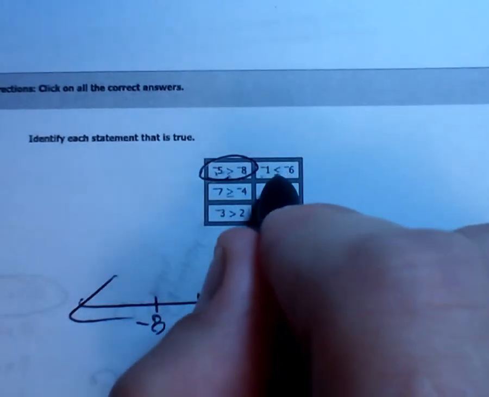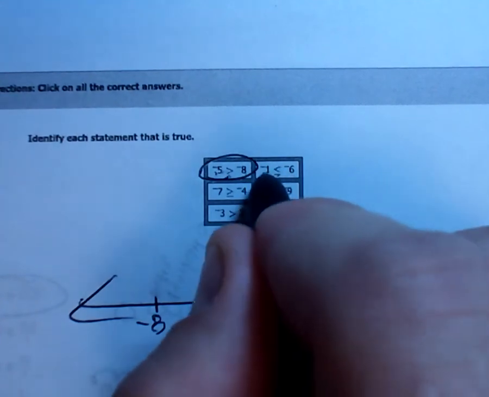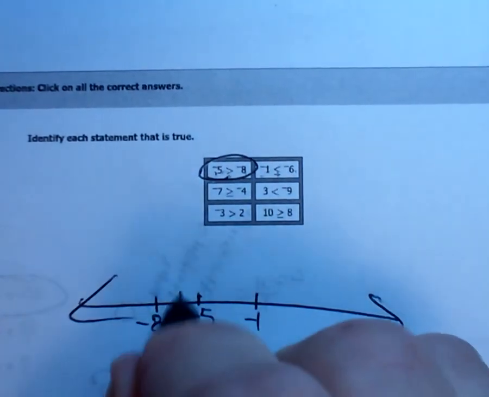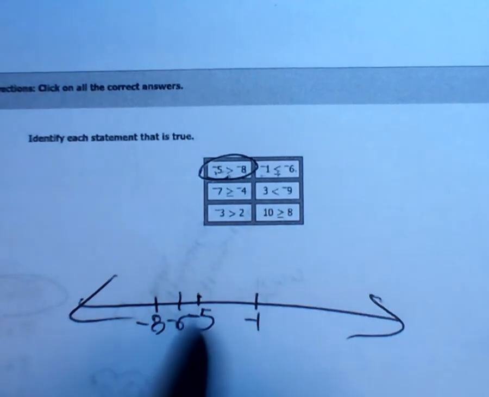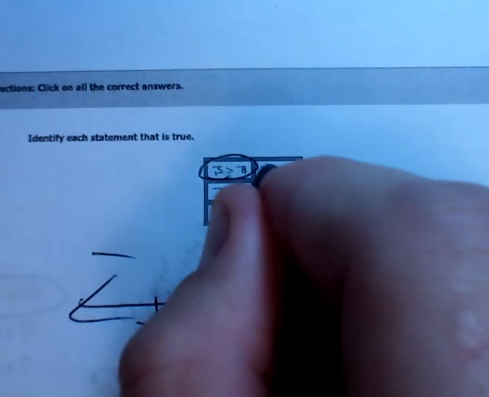Negative 1 is less than or equal to negative 6. Well, it's not equal to, but let's see if it's less than. Negative 1 is less than negative 6. Well, negative 1 would be like right here. Negative 6 would be right here. Well, no, negative 1 is more. It's to the right. It's on the positive side, or more positive. So therefore, that's not true.